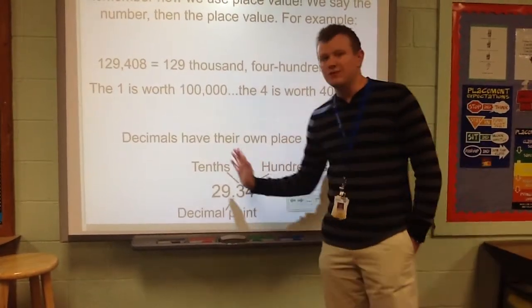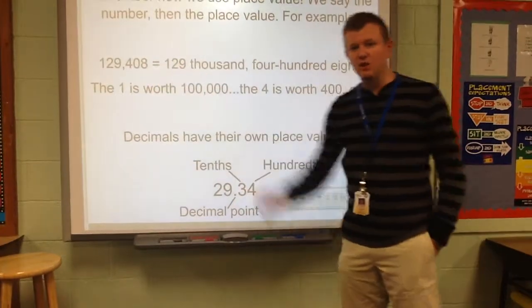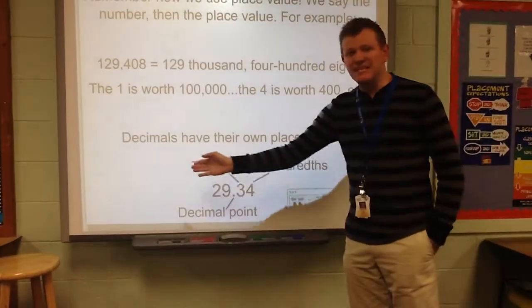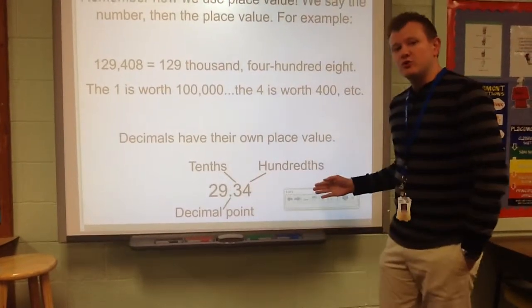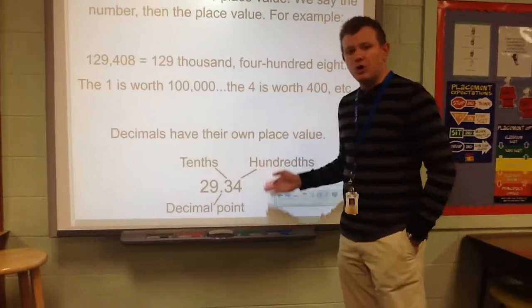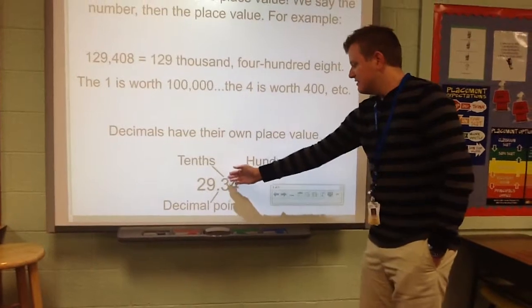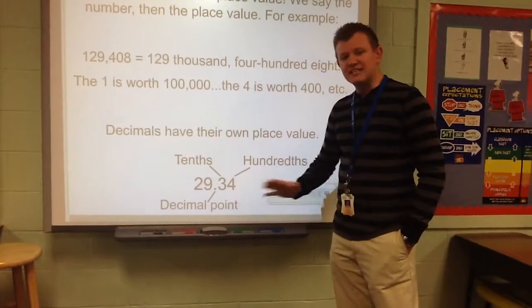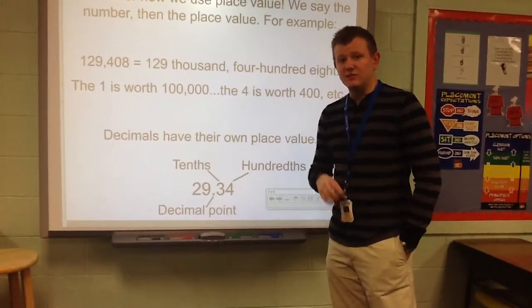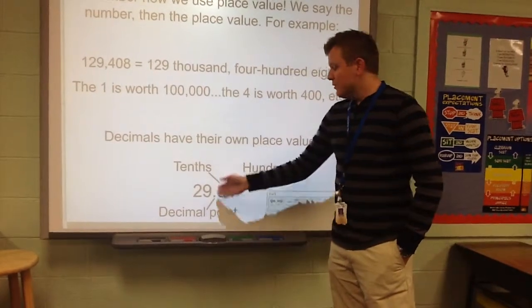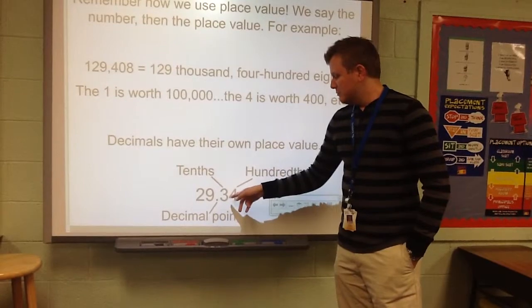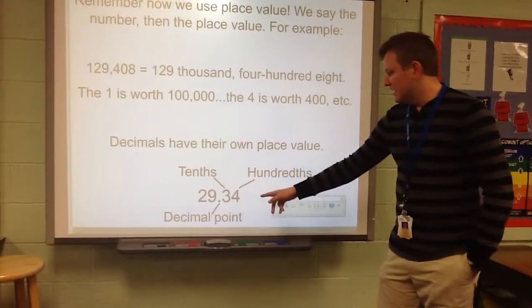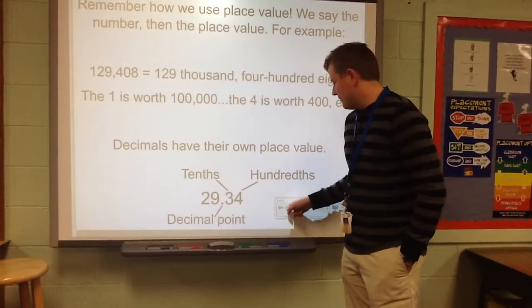If you remember, as we go left, we get larger. Past the decimal point you have ones, tens, hundreds. When you go to the right, you're getting smaller: tenths and hundredths. And that's all we're going to worry about as far as this year. You're going to learn more and more as we go on. We're going to worry about tenths and hundredths. The 3 is in the tenths place. 4 is in the hundredths place, and I'm going to explain a little bit more about that as we go.